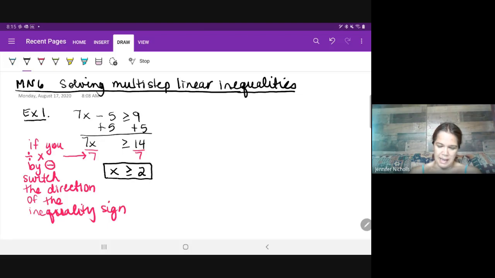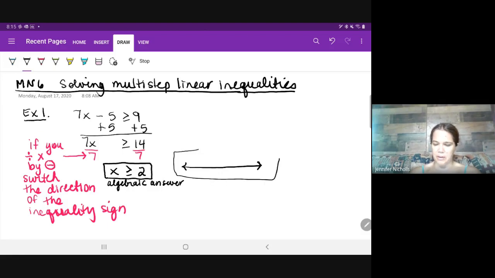This is the algebraic answer, but we also have a graphing answer. There are two answers, but usually people don't put a box around this one. If you were doing a test where you put an answer on the answer line, x greater than or equal to 2 is one answer, and the graph is the visual representation of that answer.